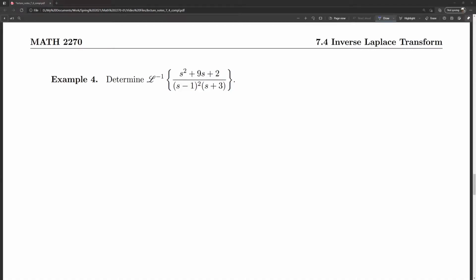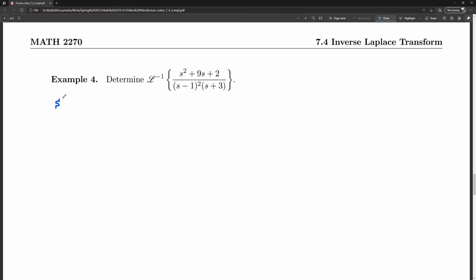Determine the Laplace inverse of (s squared plus 9s plus 2) over ((s minus 1) squared times (s plus 3)). So we're going to apply a partial fraction decomposition on this expression. So let me copy it down here.